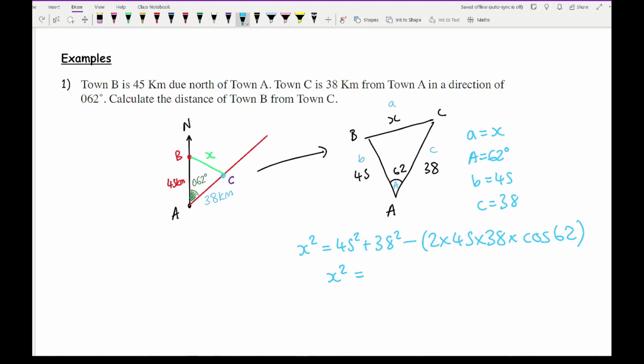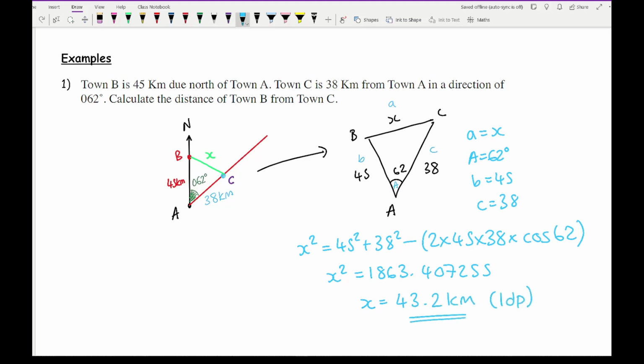So 45 squared plus 38 squared minus 2 times 45 times 38 times cos 62. And I get an answer of 1863.407255. Now I need to square root that. So if I square root the answer on my calculator, I get an answer of 43.2 kilometers, and that's to 1 decimal place.